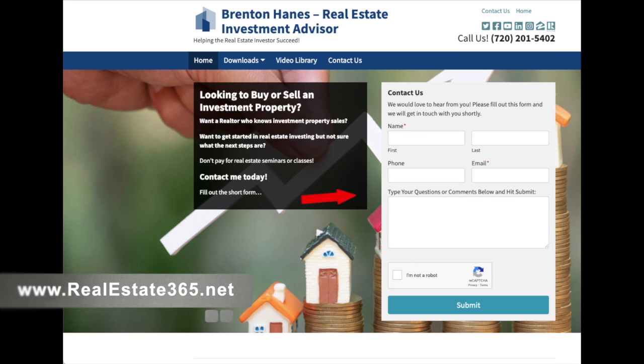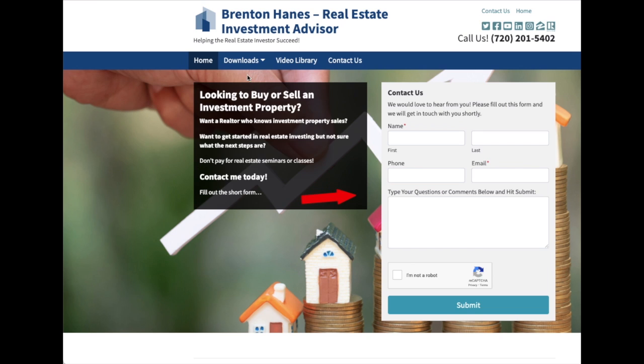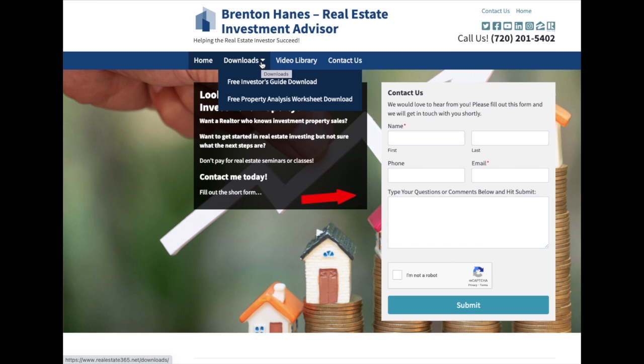www.realestate365.net. And then when you get to the home screen, click over on Downloads and then Free Property Analysis Worksheet Download. I also have a free investor's guide if you want to look at that, but today we're going to look at this analysis worksheet download.